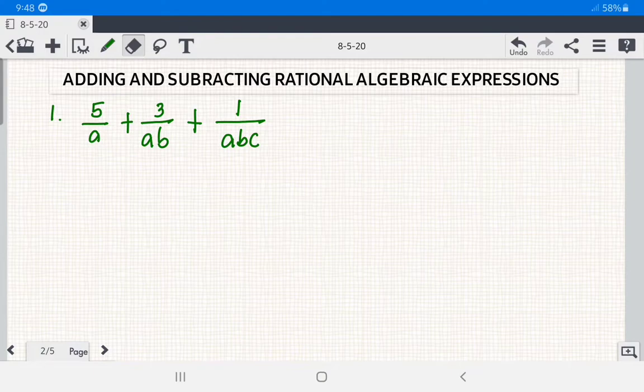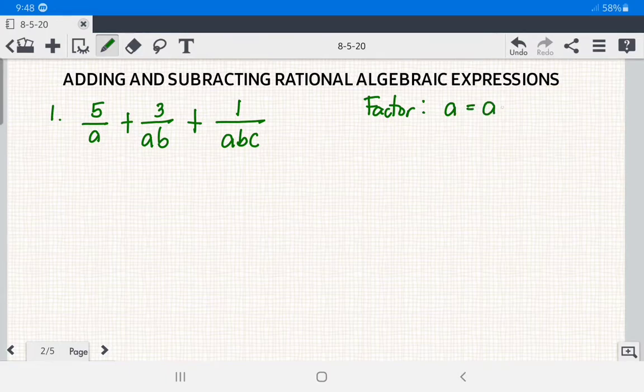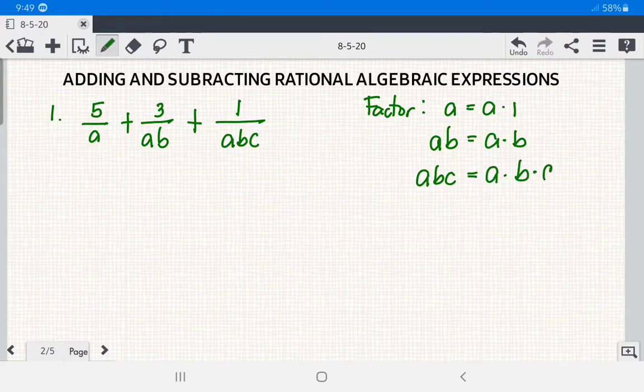So, we're going to factor the denominators. For the first denominator, which is a, that is a times 1, right? For the second denominator, ab, the factors are a times b, or you can write 1 also. The next, we have abc, whose factors are a times b times c, okay?